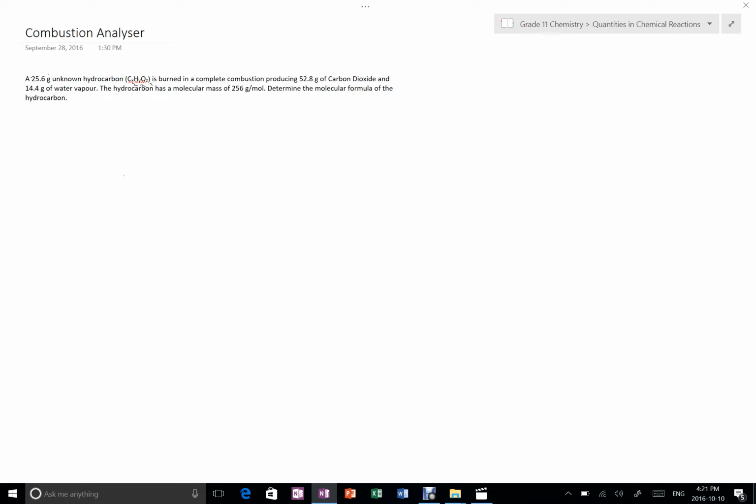So what we can do is we can burn it in air in complete combustion. That will produce CO2 and H2O. By measuring the mass of CO2 produced and the mass of H2O produced, hopefully we can work backwards to develop a molecular formula for the hydrocarbon. So we have some unknown hydrocarbon. We're going to burn it in air, and we're going to produce CO2 and H2O.